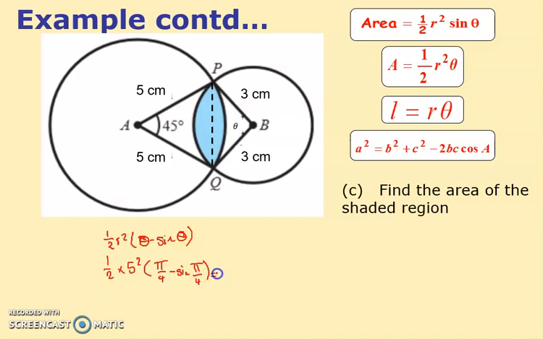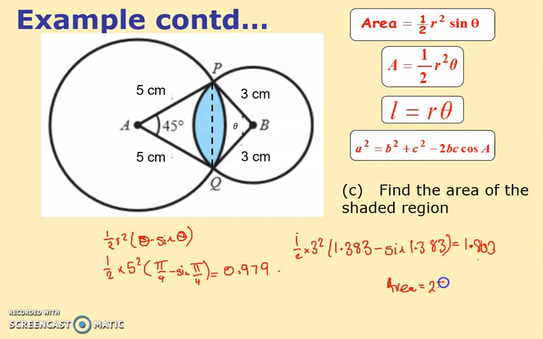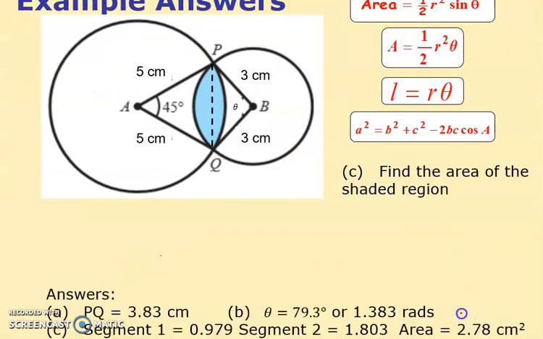And unfortunately, because I'm running out of time, I've typed this in, I've got 0.979. Now I do the other side as well, and it's the same formula, so it's a half times 3 squared. Now the angle was 1.38, and accurately it's 1.383 radians, minus the sine of 1.383, and again I've already typed this in, and this gives me 1.803. So I need to add that to that, and when I've done that, the total area I got is 2.782 square centimeters. So hopefully they're right, and yes they are.